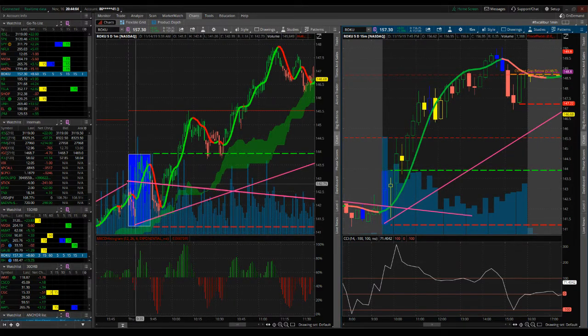So look what happened. This is a perfect pullback. In fact, it's an ideal pullback, right? So this here represented the inside bar, this little range right here. So it pulled back to the cloud and then gave us a bullish bar right here. Is the MACD green yet? No, not quite yet. Okay, well, that's fine.